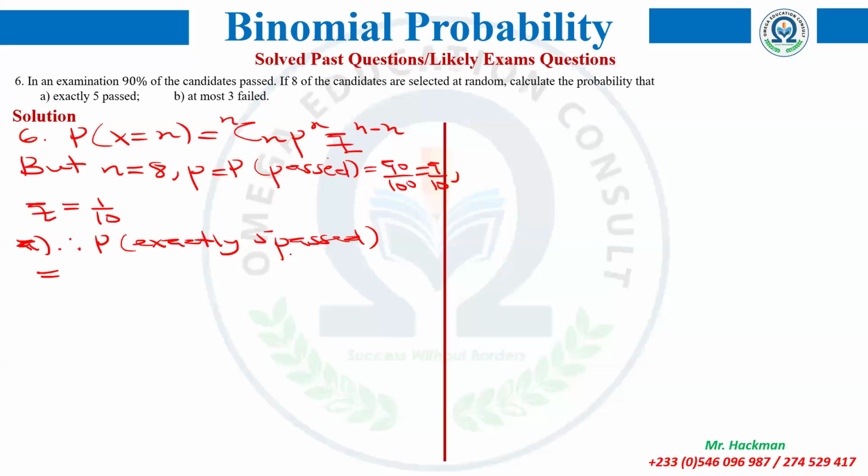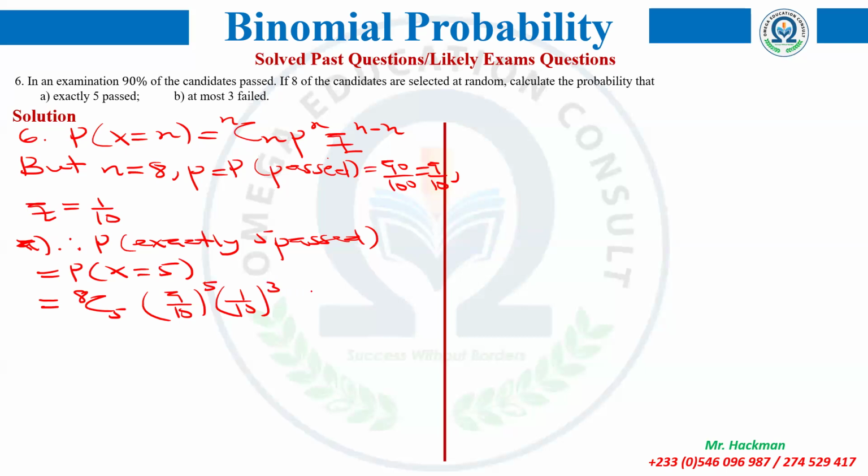In terms of your success, it means you can write it in terms of x. So x will be equal to 5. Now this will be equal to 8 combination 5. Then the probability of your success is what? 9 out of 10, to the power 5, then into 1 out of 10 to what power? It will be 8 minus 5, and that will give us 3.